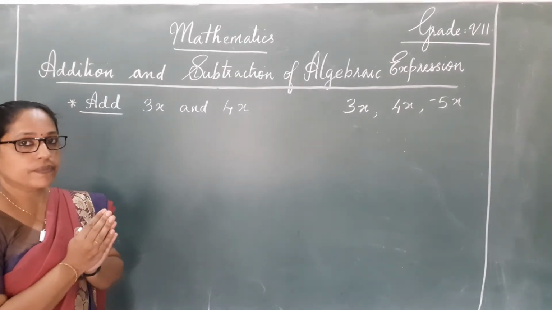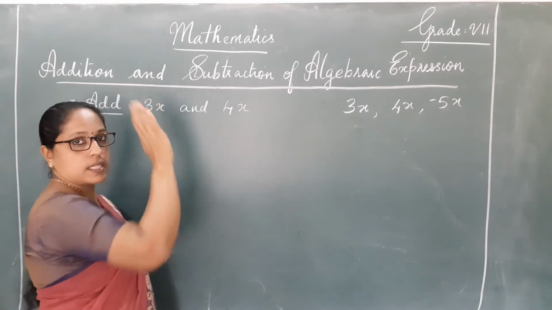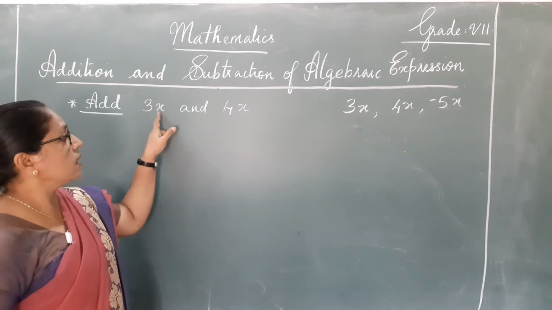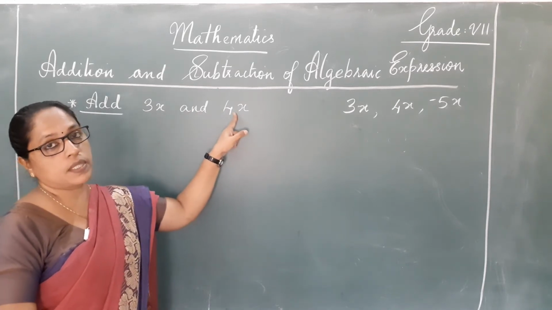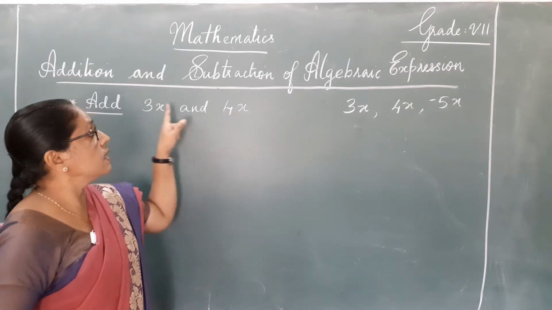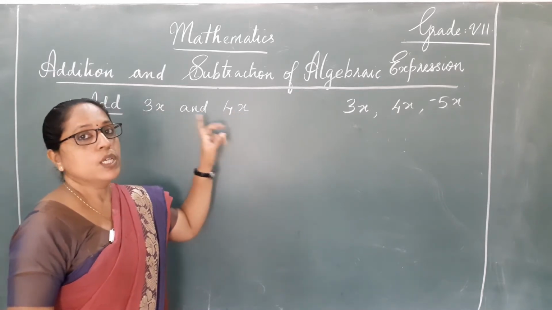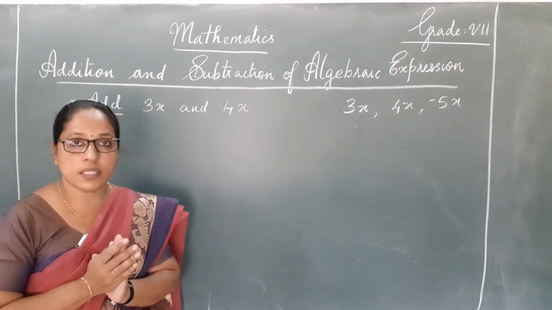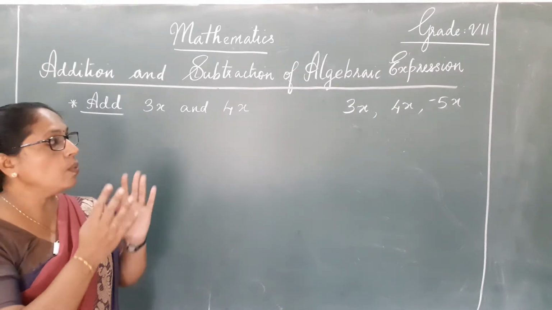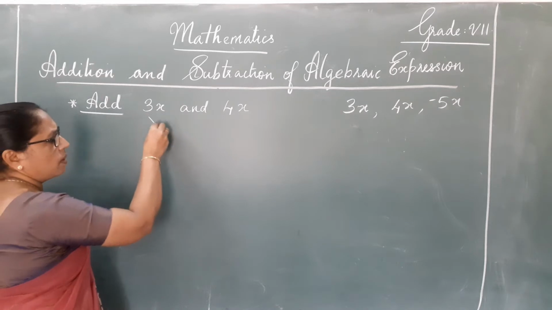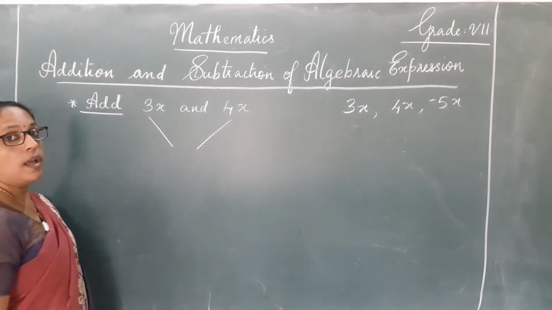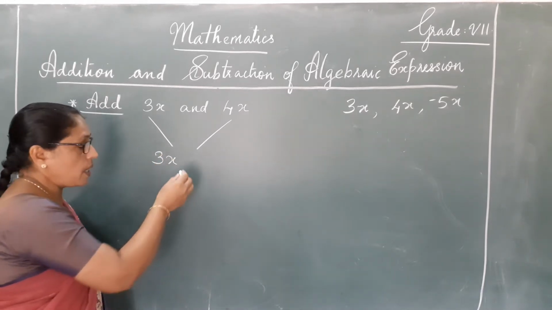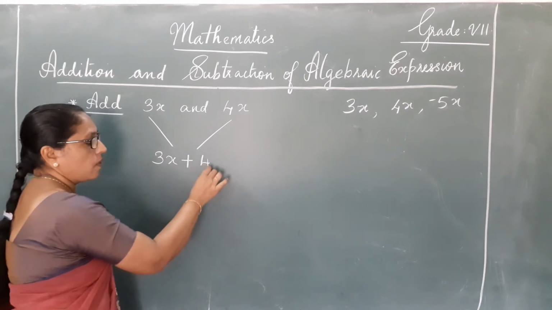Let's check whether they are like terms. 3x, 4x. Check the literal coefficients. What is the literal coefficient in both these terms? Correct, the literal coefficient is x. So they are like terms. We have confirmed that they are like terms. Now we can add. How are we going to add it? Just the normal way, 3x added to 4x.